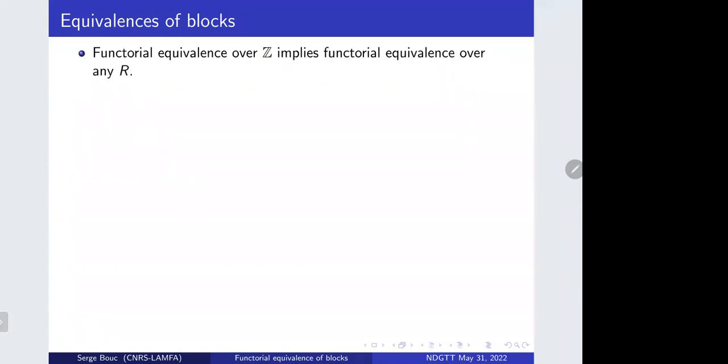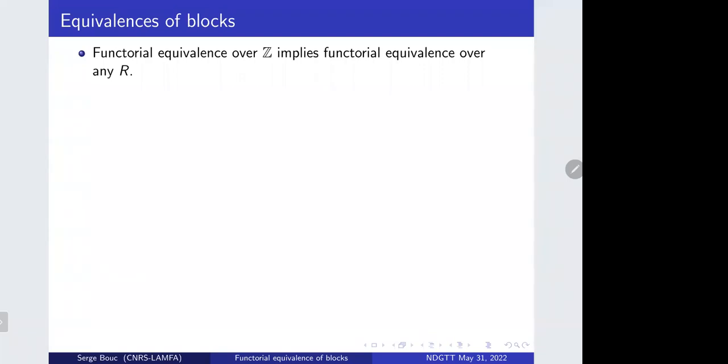Now I would like to say a few words on equivalences of blocks, because there are various notions showing up here. First of all, we can try to compare these functorial equivalences when we change the ring R. It's easy to check, using the previous characterization I mentioned, that functorial equivalence over the integers implies functorial equivalence over any commutative ring R, simply because Z is an initial object in the category of commutative rings. So it's really easy to see.